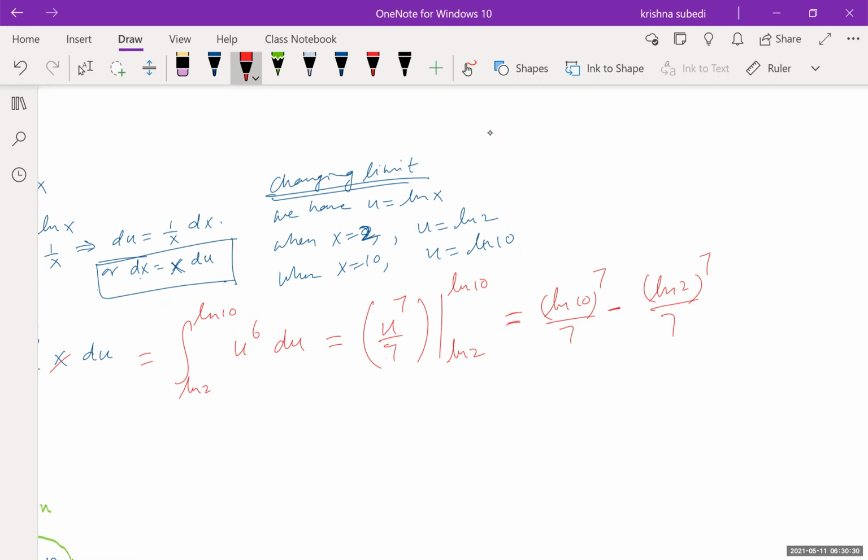That's it. If you want, you can write this as 1 over 7 times ln 10 to the power 7 minus ln 2 to the power 7. You can write it that way too. But if you want to change it into a numerical value, then use your calculator and let me know what is the numerical value here?